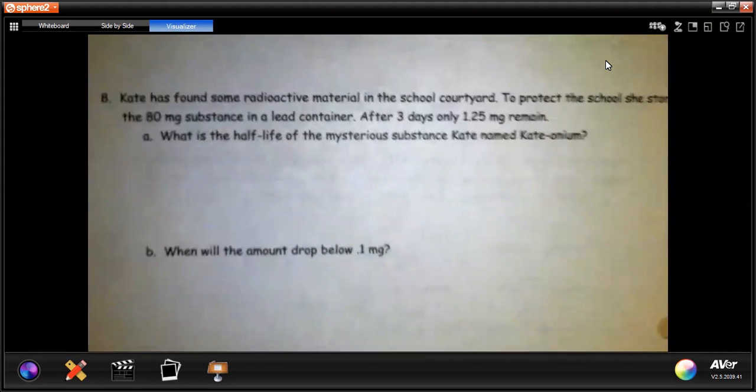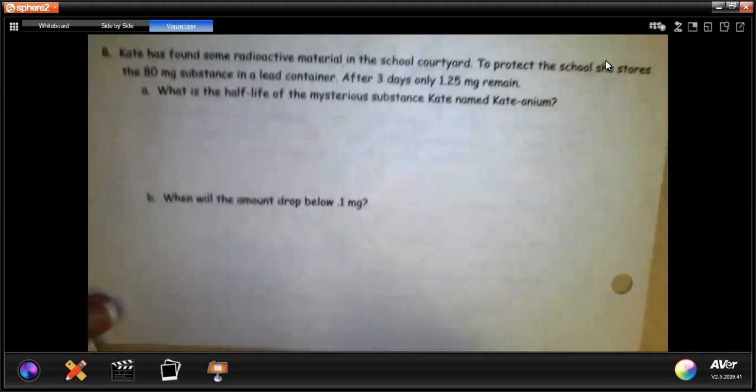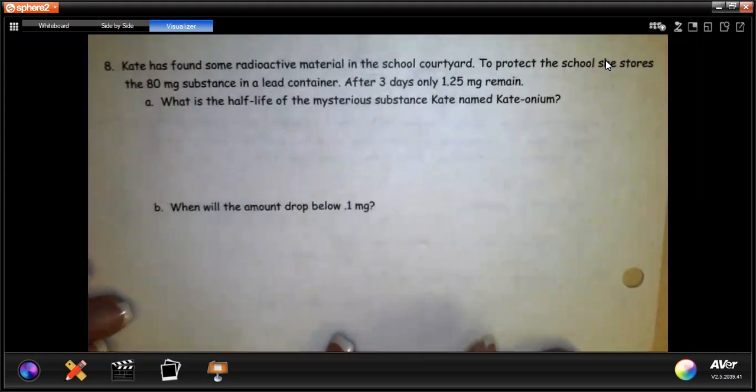All right, for our last type of problem here, and this is a more challenging type of problem where you really have to think through the exponential that's going on here. It says, Kate has found some radioactive material in the school courtyard. To protect the school, she stores the 80 milligram substance in a lead container. After 3 days, only 1.25 milligrams remains. What is the half-life of the mysterious substance Kate named catonium?